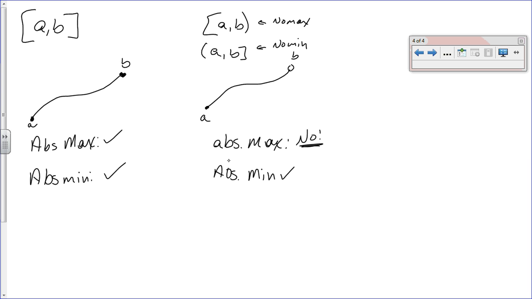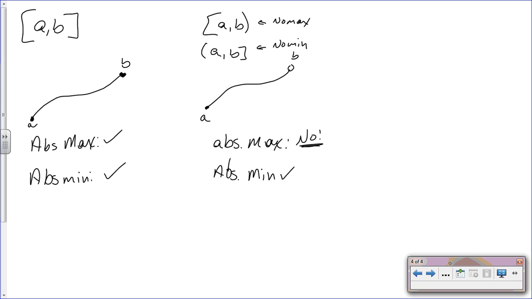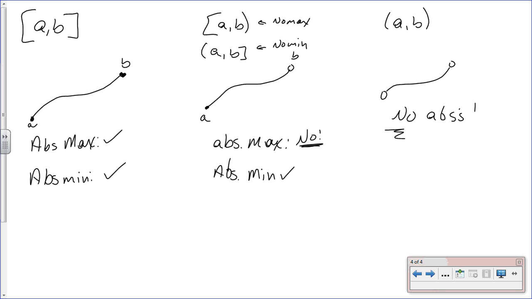Okay, so just keep in mind, if your interval does not include one of your endpoints, like here it doesn't include the B, so it would have no max. Here it does not include the A, so we would have no min. And then our last one is open A, B. So you'd have an open circle, your graph, another open circle. So for this one, you would have no absolutes, because it doesn't include either.